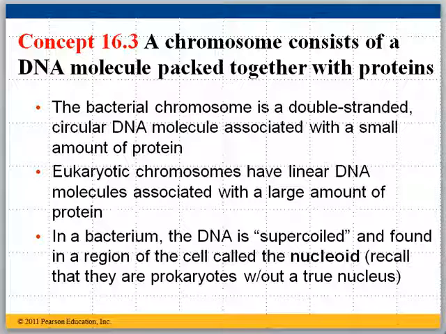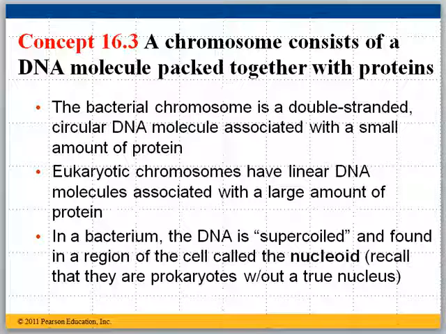proteins. In a bacterium, the DNA is what we call supercoiled, and it's found in a region of the cell called the nucleoid. Remember, a bacterium is a prokaryotic cell, so it doesn't have a nucleus or the organelles. It doesn't have a nucleus with a nuclear membrane, and the DNA is not separated from the rest of the material, but is coiled together in an area called the nucleoid of the cell. That's a little bit different than us, obviously, because our cells have a true nucleus and our DNA material is separated from the rest of the cell.